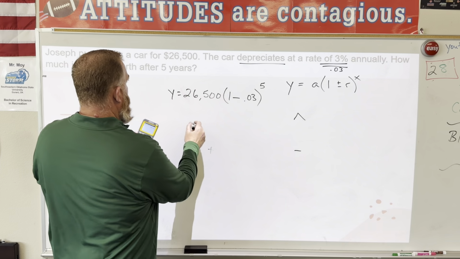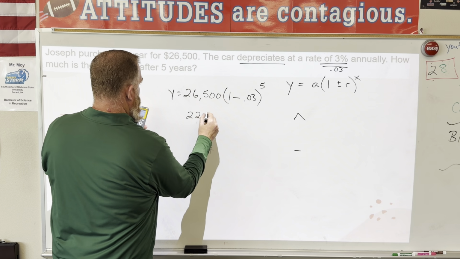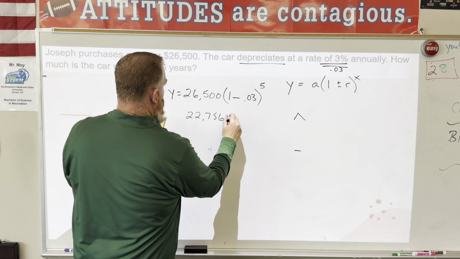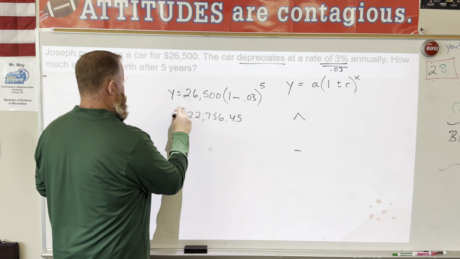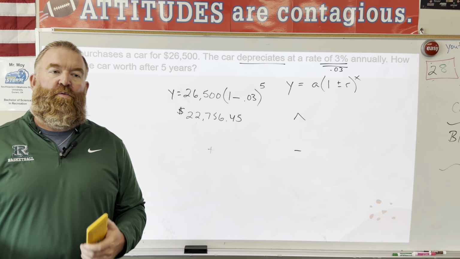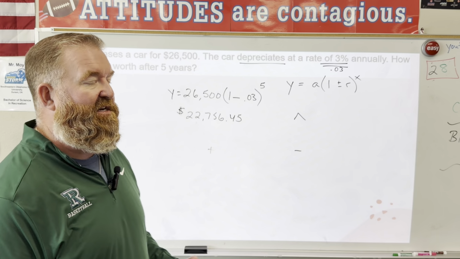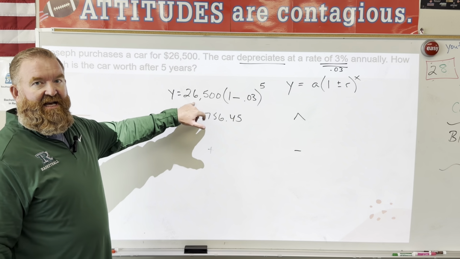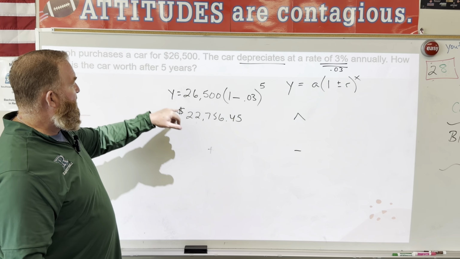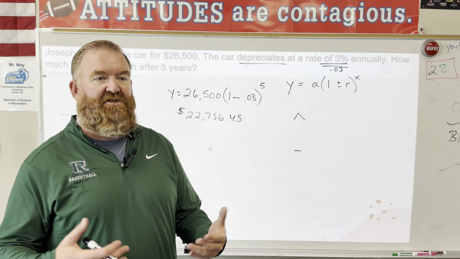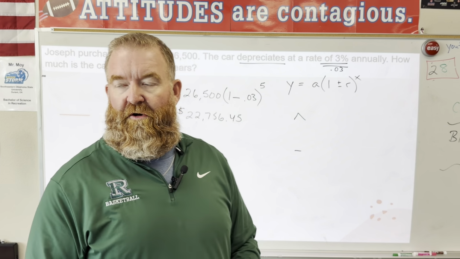My answer is $22,756.45. Let's just go ahead and make it 2 decimal places. There's my value. It went down 3% per year, and I'm going to look at it and make sure it makes sense. If I bought a car for $26,000, after 5 years it's worth $22,000, it kind of makes sense. So my answer actually feels pretty good. Hopefully that makes sense.